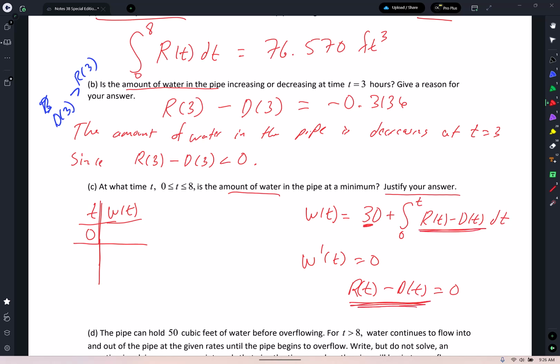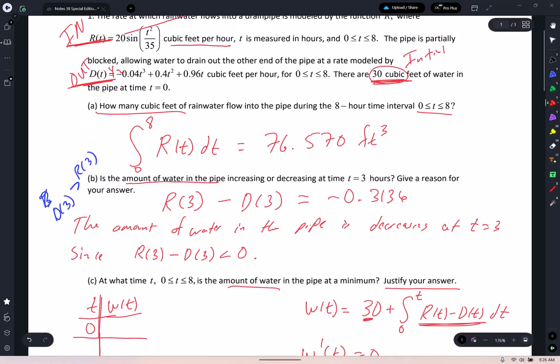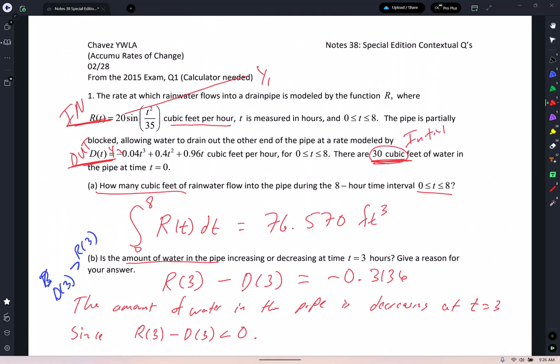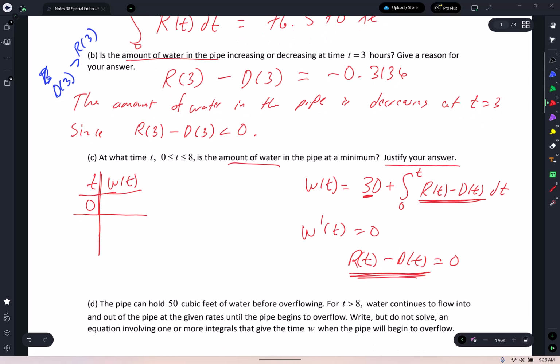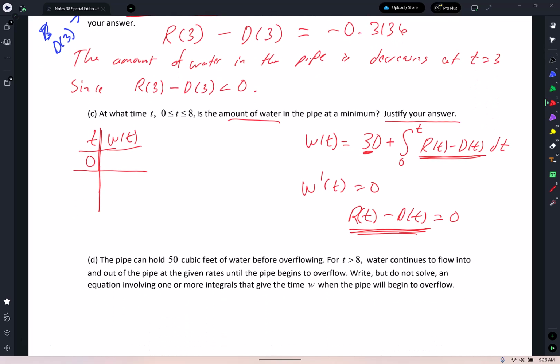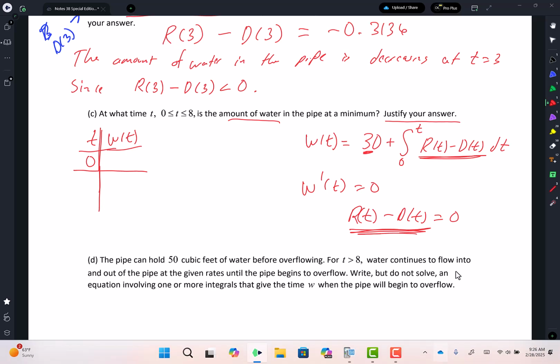I know yesterday we talked about how these are already derivatives because they're rates of change. So some of you might be thinking, well, it's already a derivative. Well, look, there it is, R of t minus D of t, the whole thing. You could also say where R of t equals D of t, but I think it's easier like this. So you guys ready?